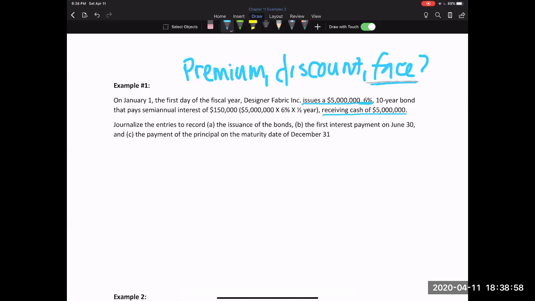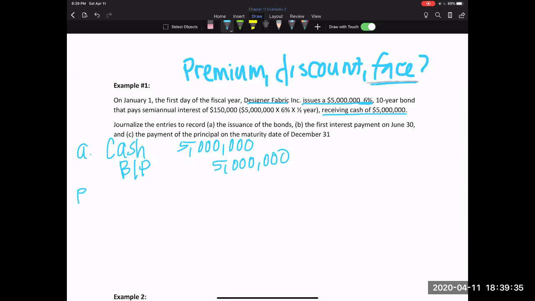Now, A asks us to journalize the issuance of the bond. So we're doing it from the perspective of Designer Fabric Inc. What that looks like for us is we're going to journalize the cash that we receive. So we're going to do a debit to cash of the $5 million. And then our credit is going to be to the liability that we have now created, which is called bonds payable, BP, bonds payable. All right. So that takes care of A.